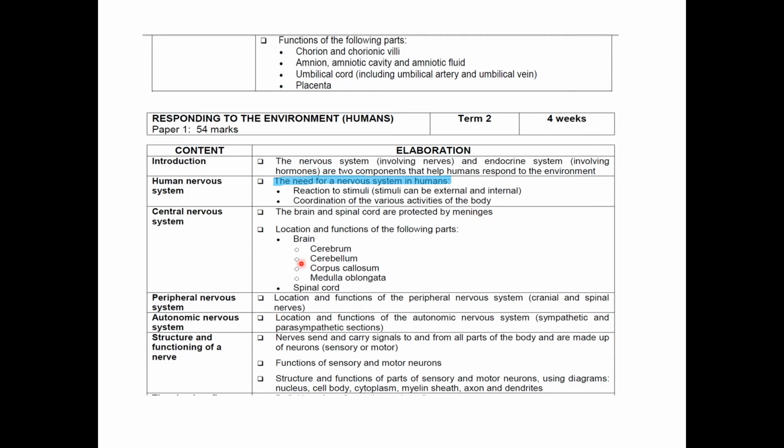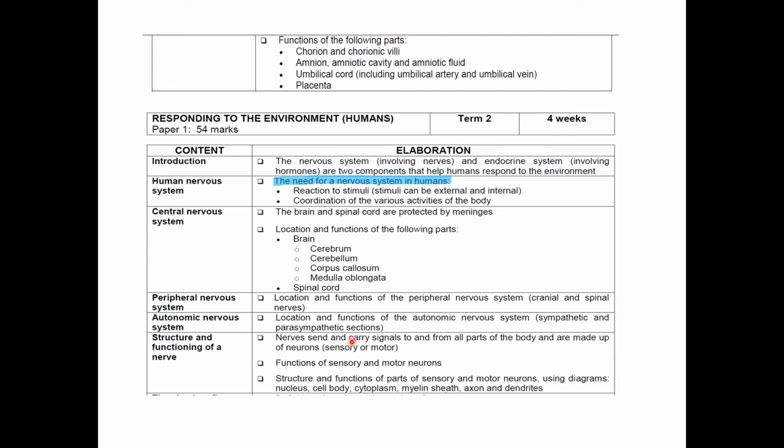In the brain, you must know the different location and functions of the cerebrum, the cerebellum, the corpus callosum, medulla oblongata, and the spinal cord. For the peripheral nervous system, you must know the location and function of the peripheral nervous system, which is made up of cranial and spinal nerves. Autonomic nervous system, the location and function of the autonomic nervous system, which is made up of the sympathetic and parasympathetic sections. And then let's look at the functioning of a nerve.